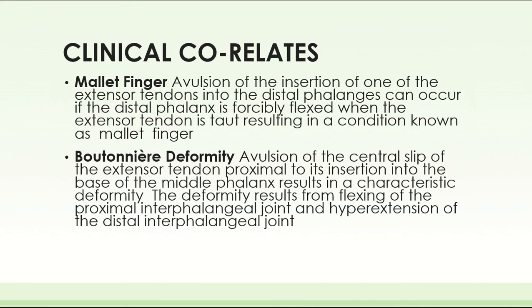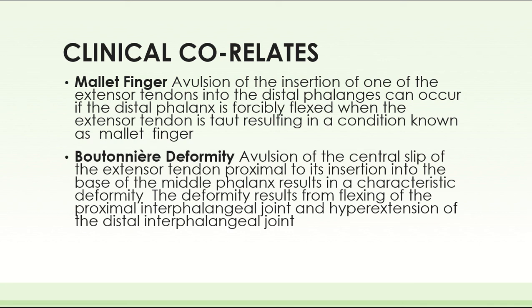Clinical correlates. Mallet finger. Avulsion of the insertion of one of the extensor tendons into the distal phalanx can occur if the distal phalanx is forcibly flexed when the extensor tendon is taut, resulting in a condition known as mallet finger.